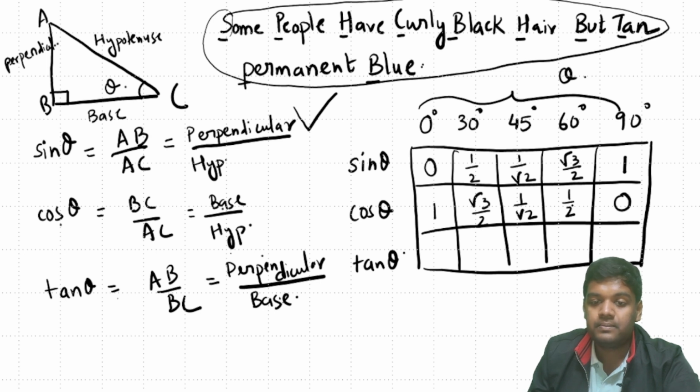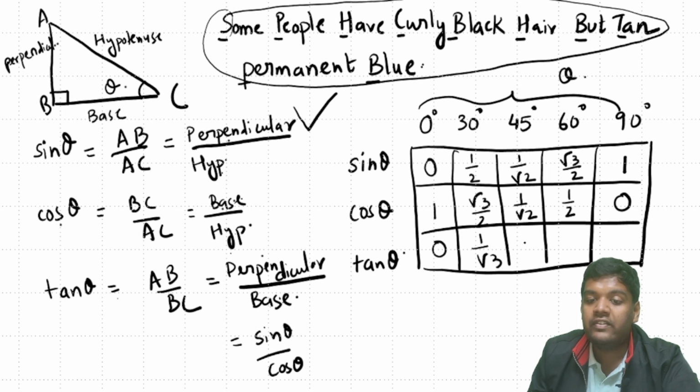For tan theta, if you see in our derivation, tan theta equals perpendicular by base. This can also be written as sine theta by cos theta. Since sine theta is equal to perpendicular by hypotenuse, cos theta is base by hypotenuse. So if we divide sine theta by cos theta, we will get perpendicular by base, right? So tan 0 will be 0 divided by 1, which is 0. Tan 30 degree will be 1 by root 3. Tan 45 degree will be 1, tan 60 degree will be root 3, tan 90 degree will be infinity.